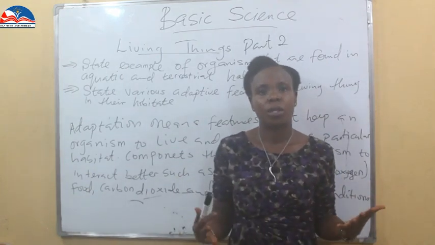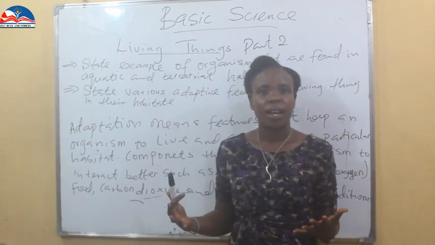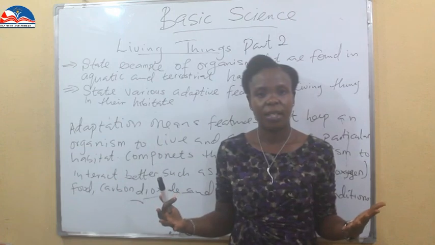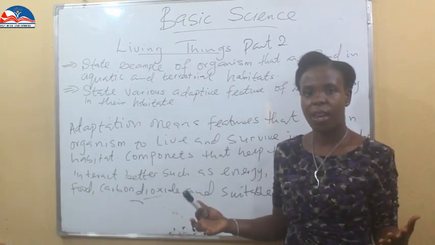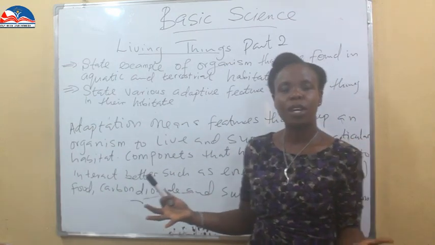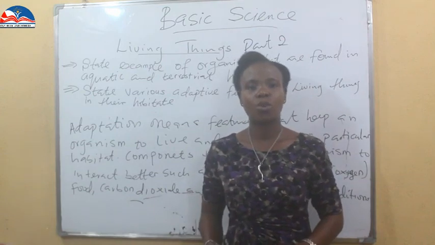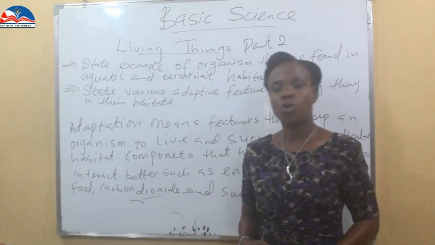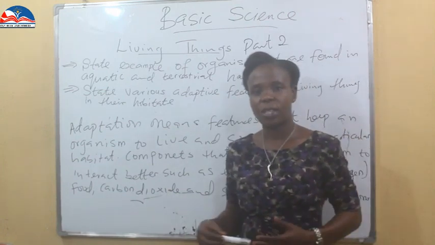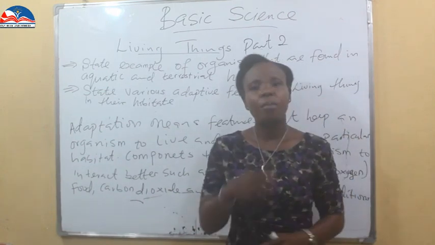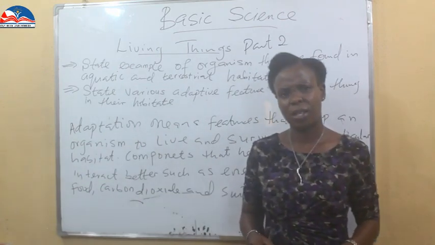If the enabling environment, water, carbon dioxide, oxygen or air, and the kind of food that sustains the life of these organisms are not found in the ecosystem, it will not live. It will not support its existence. That's why a mountain goat cannot come and stay in a grassland. A mountain goat cannot go and exist in an aquatic environment.